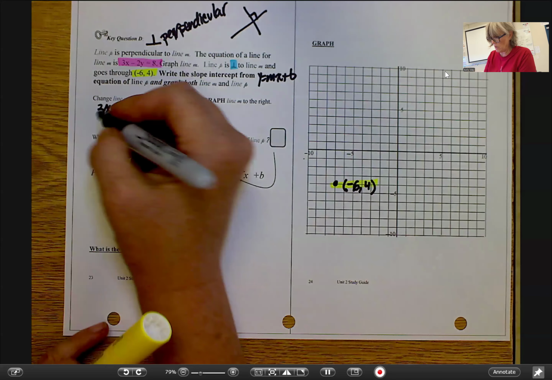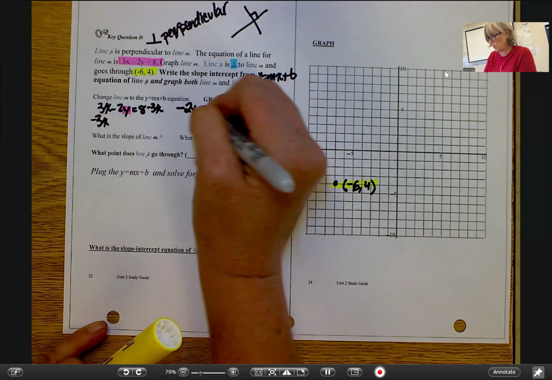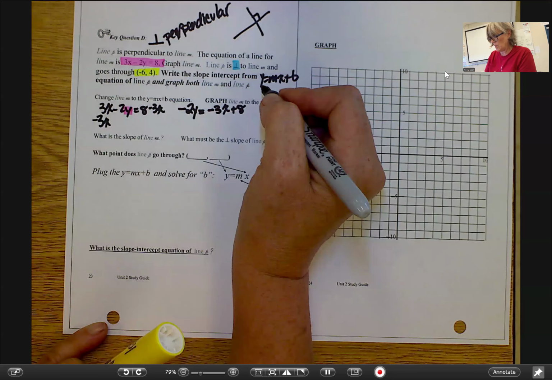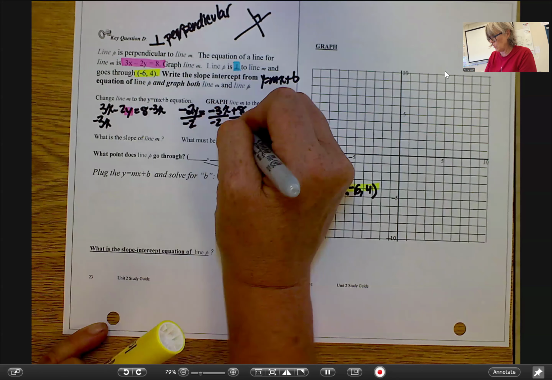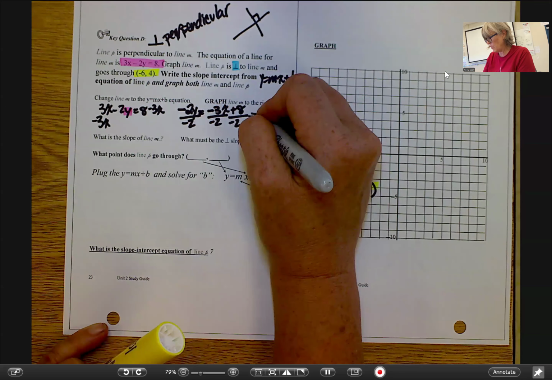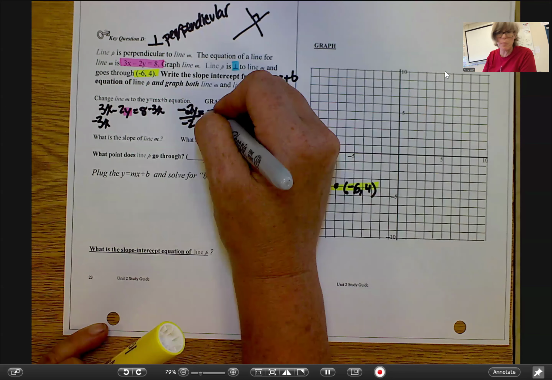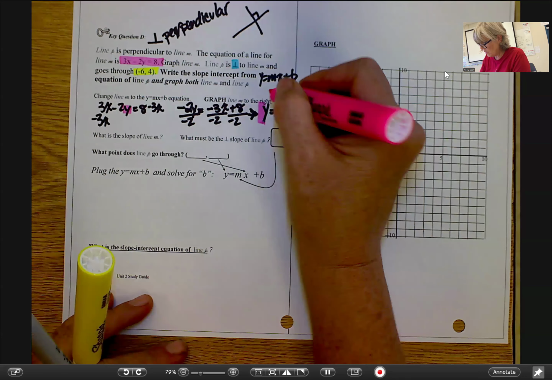So minus 3x minus 3x. Come over here, I have negative 2y equals negative 3x plus 8. When that's opposite of timesing is dividing, negative 2, 2, negative 2. My final equation is therefore y equals, double negative makes a positive, 3 over 2 x minus 4. That is my line M. Let's graph that.